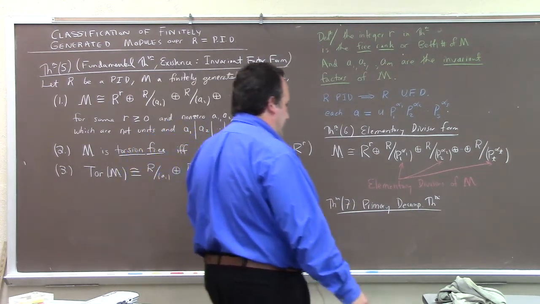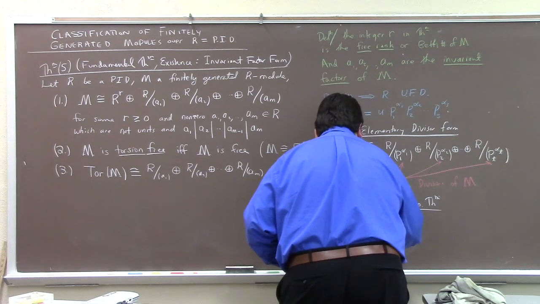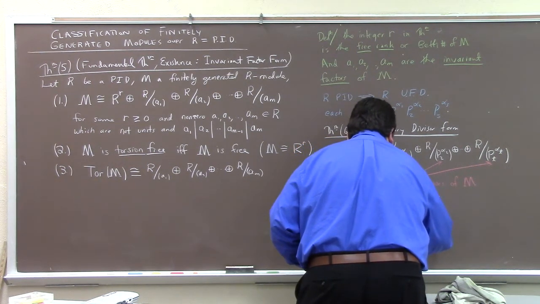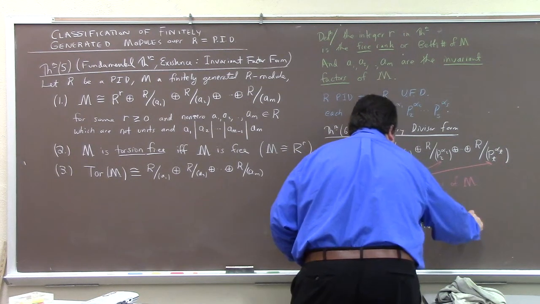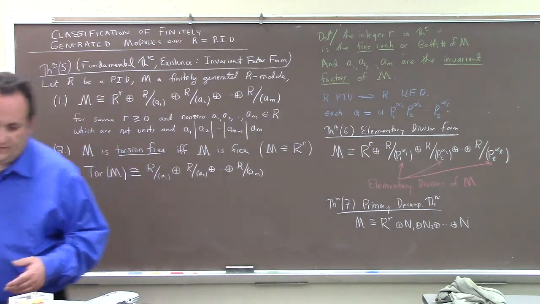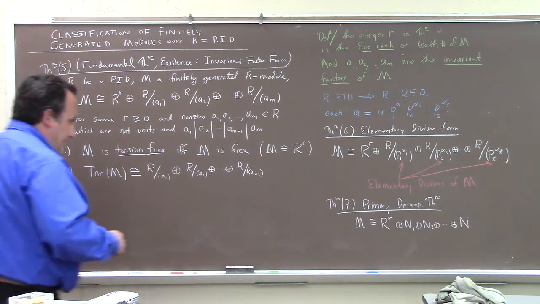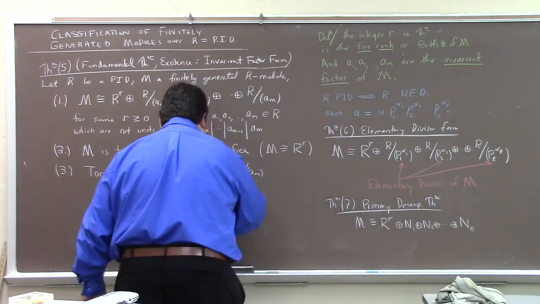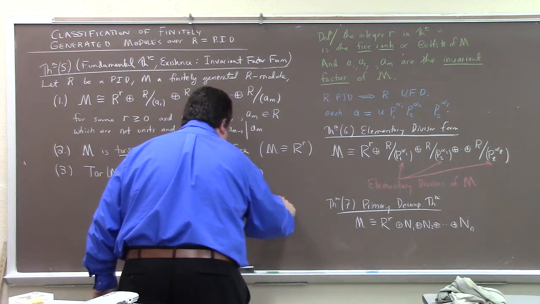But the primary decomposition is that you have M isomorphic to, again, the free part, direct sum with N_1, N_2, however many of those. This is all from Dummit and Foote. This is Theorem 7, I believe, in section 12.1, and N_n. And here, N_i is the p_i primary component.